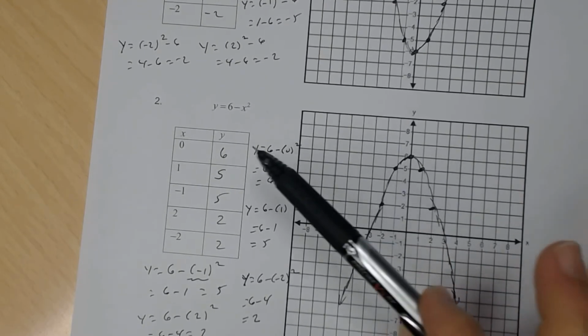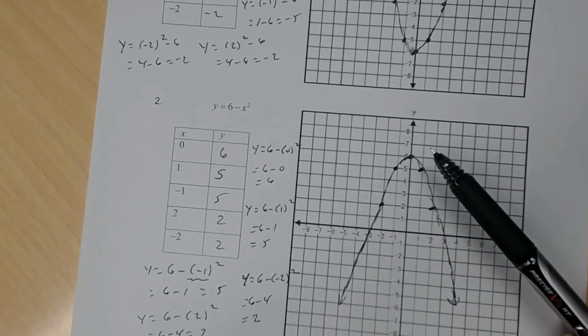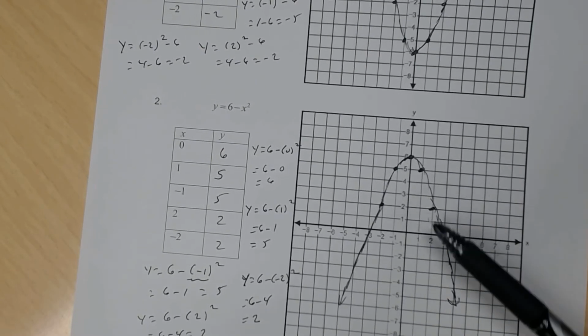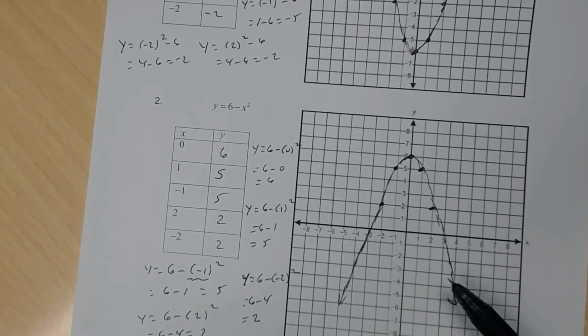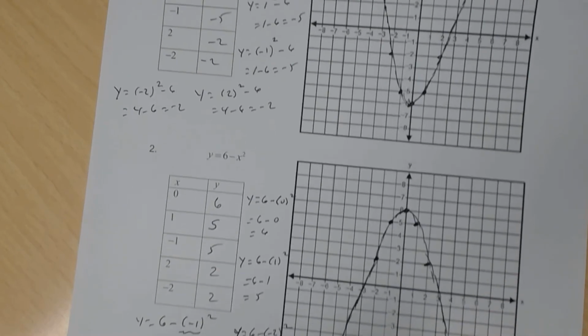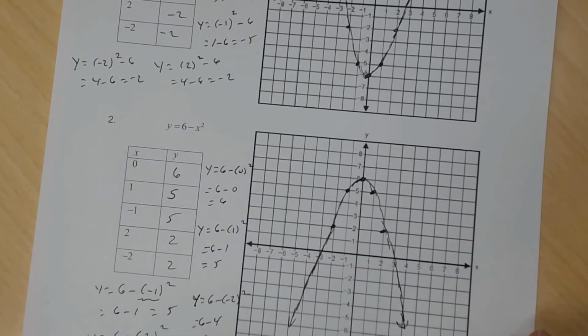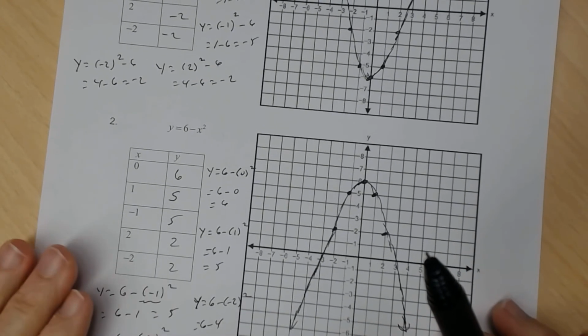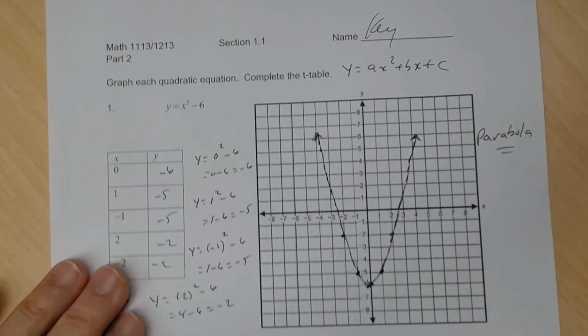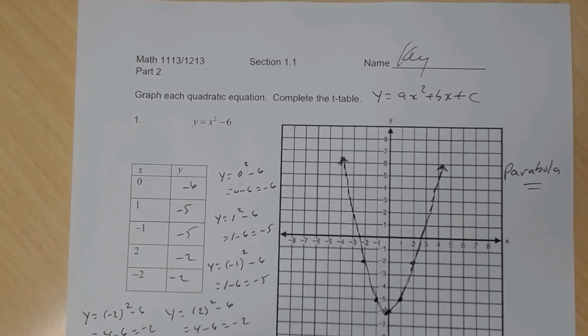Now notice that in number 2, the parabola opens down. See how it's opening down? In number 1, the parabola opened up, and in number 2, the parabola opens down. You're going to learn why that's the case in another section. All right, so that takes care of the key to worksheet section 1.1, part 2.